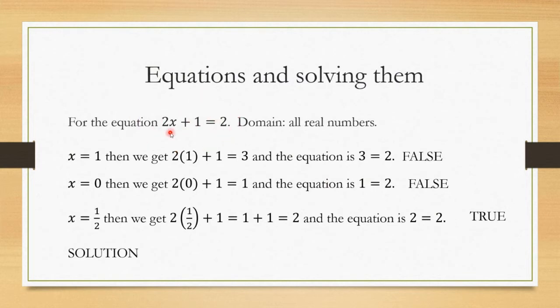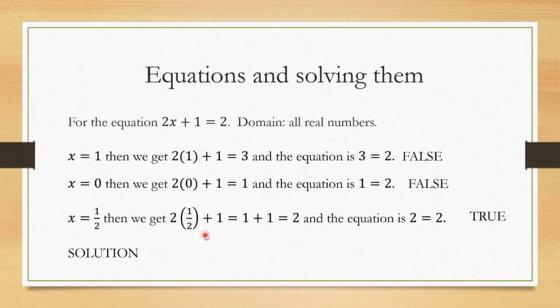I mean, we have x here alone. We don't know if that's true or false because we have a variable here. Okay, that's good. So we get a true statement when x is a half. So there is a value for the variable that makes the equation a true statement.